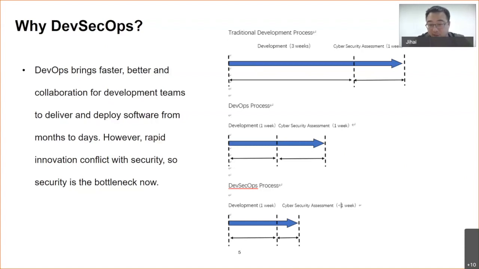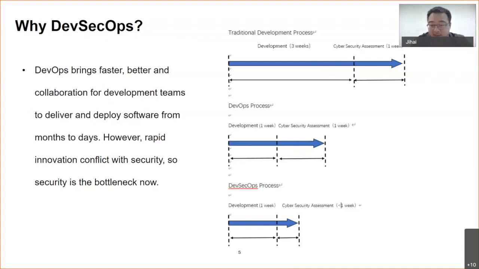So you can see in the picture the three processes on the right. The top one is what we call the traditional development process. Here is just one example, it's not real. You can see the first stage is development for 3 weeks, which means from gathering requirements, design, coding, testing. When it finishes, it is ready to be deployed to production. It costs about 3 weeks.